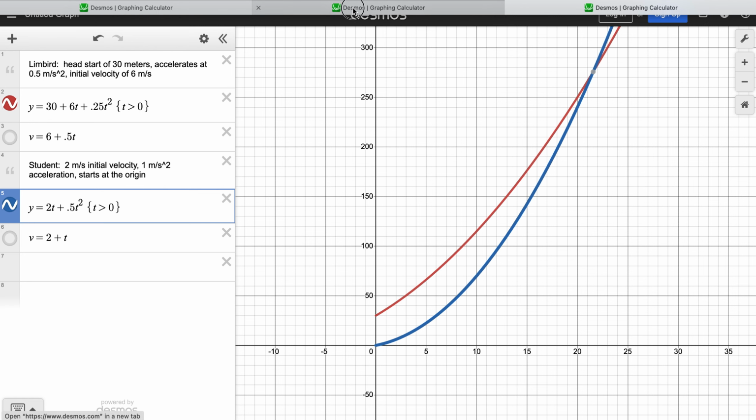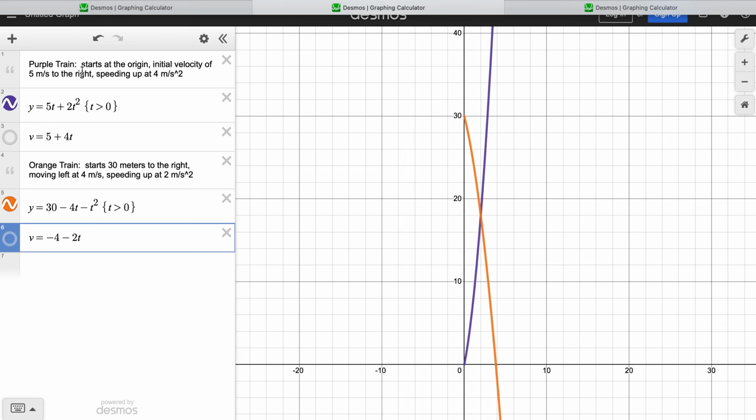Okay, let's go to a purple train and an orange train. The purple train starts at the origin, has an initial velocity of 5, and is speeding up at 4 meters per second squared, right? That's me giving you the acceleration rate. And in this case, since I'm speeding up and I was initially moving to the right, both of these should be positive. Positive velocity, positive acceleration. Now again, the acceleration is 4, so it's 1/2 times 4 times t squared, so that's just a 2.